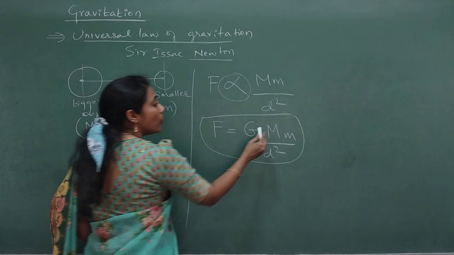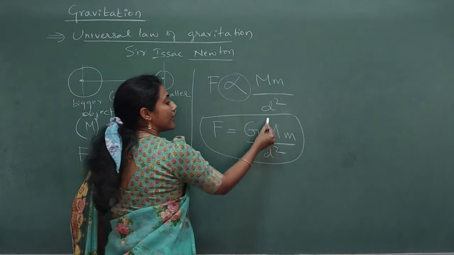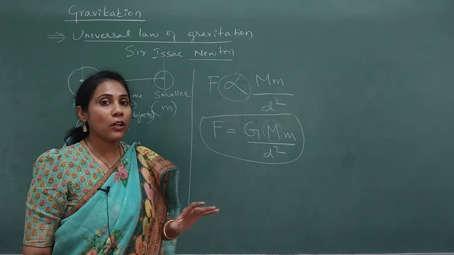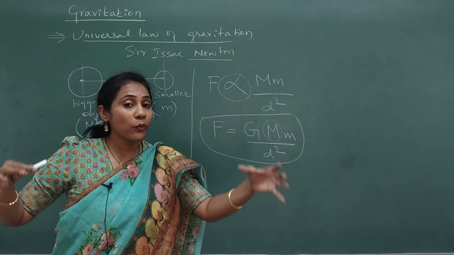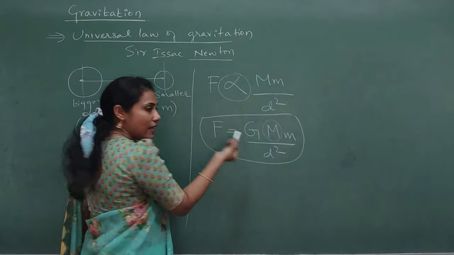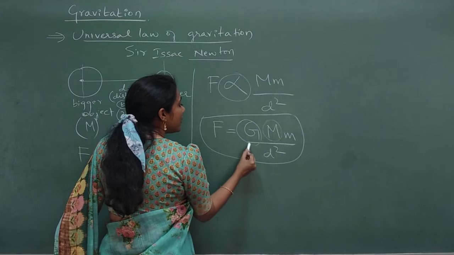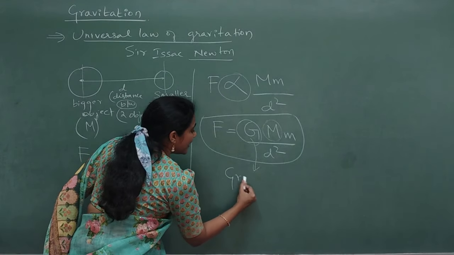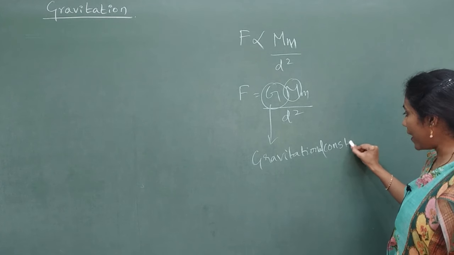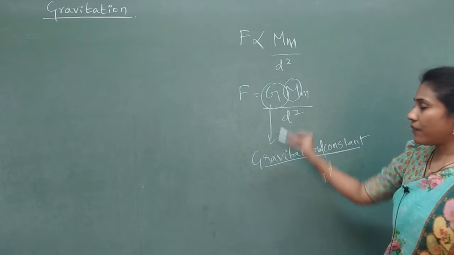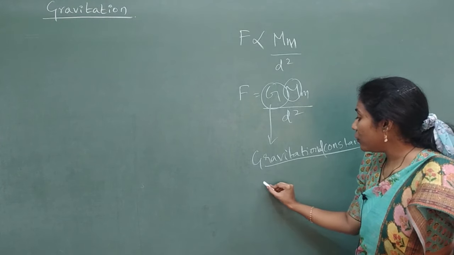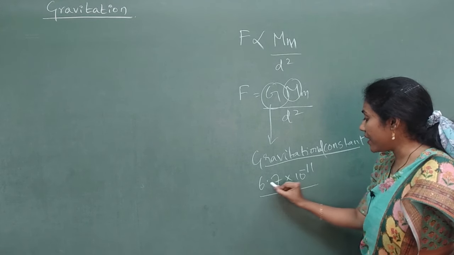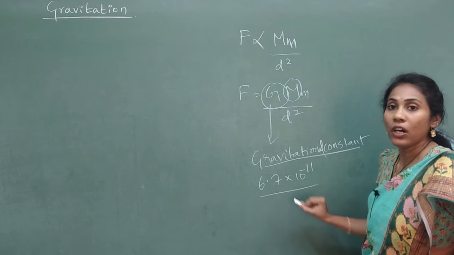Now understanding the terms is very important. Capital M is the mass of the bigger object, small m is the mass of the smaller object, d is the distance between the two objects, and F is gravitational force. The constant that we have introduced is a very important constant, called the gravitational constant. You have to remember its value. Scientists have calculated its value based on experiments, and its value is 6.7 into 10 power minus 11. This is a very important number that you need to remember.